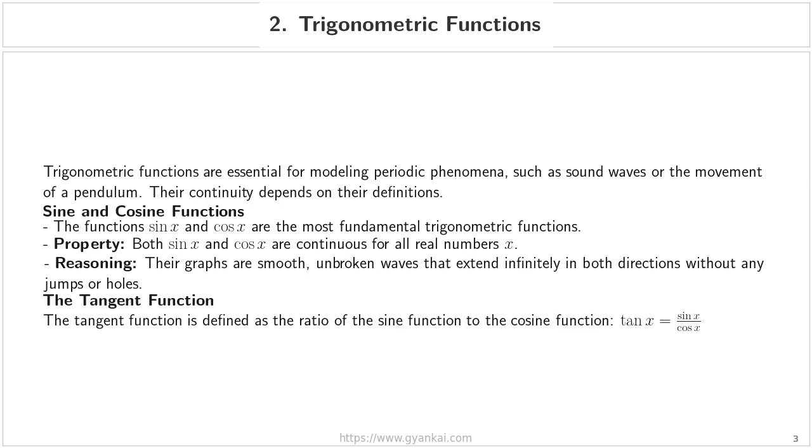Next, we will examine the tangent function. The tangent function is defined as the ratio of the sine function to the cosine function.